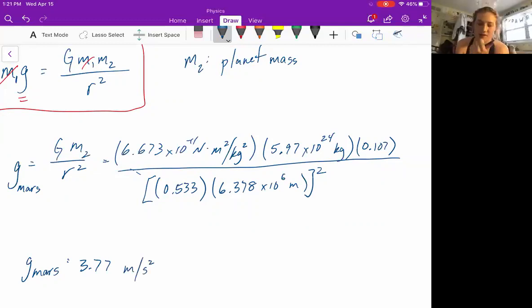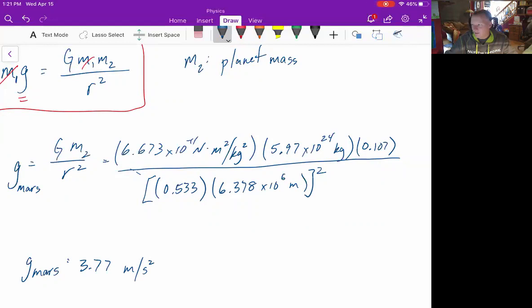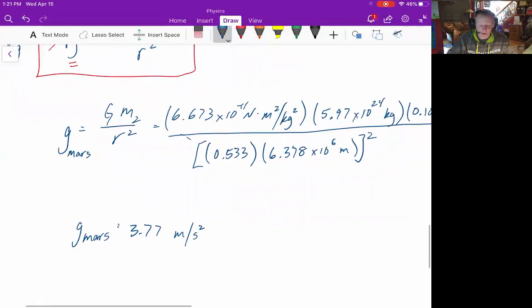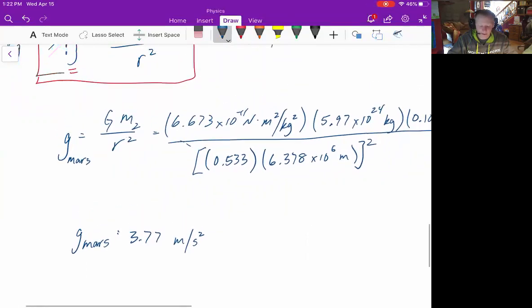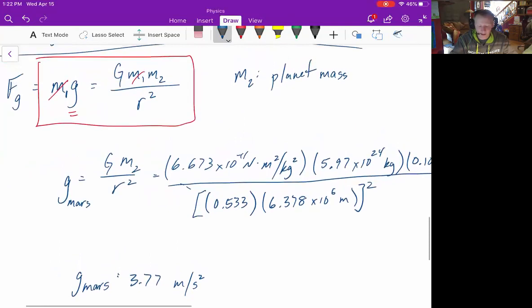What is the difference between the force of gravity and the gravitational acceleration? The force of gravity is the full force in newtons. So if you wanted to find out what your weight would be on Mars, we wouldn't have factored out the m1 from that equation. We would have just figured out the whole thing. We could have used the same numbers for the mass of Mars and the radius, but we would have kept m1 in there. Force of gravity is your weight.